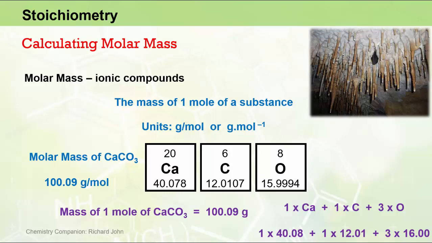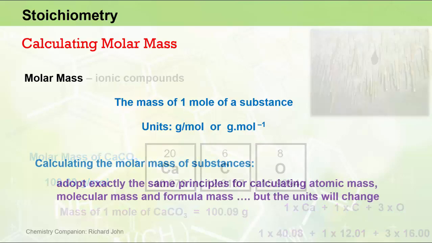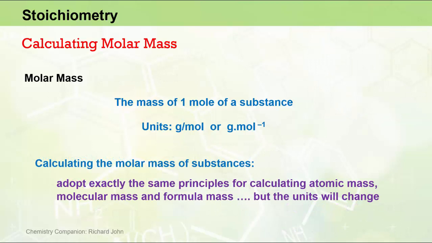And again, it's worth noting that the mass of 1 mole of calcium carbonate will therefore be 100.09 grams. So, in summary, to calculate molar masses, we adopt exactly the same principles as when we calculate atomic masses or molecular masses or formula masses, which we addressed in previous videos. And only the units will change. They will change from atomic mass units to grams per mole.